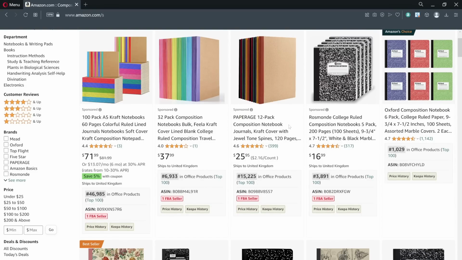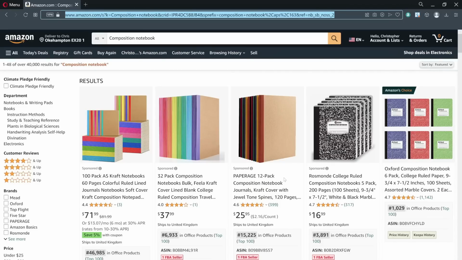Okay, so what I like to do is open up a notepad and go through Amazon, writing down as many different niches as possible. Just to speed things up a little bit, I'm going to memorize a few of these and then write them down, so you're not watching me go back and forth between Amazon and my notepad. Okay, so the first thing that you can do is check the first page of results.